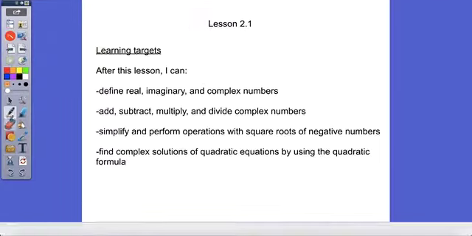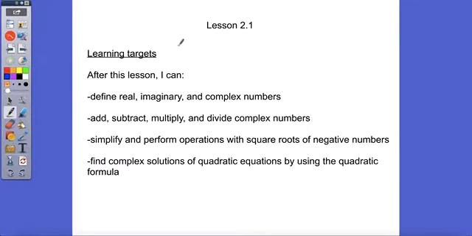Okay, so lesson 2.1, we have some learning targets. After this lesson, you as the student will be able to define real, imaginary, and complex numbers. You'll be able to perform operations of all types with complex numbers. You'll be able to simplify and perform operations with square roots of negative numbers. And you'll be able to find complex solutions of quadratic equations by using the quadratic formula.